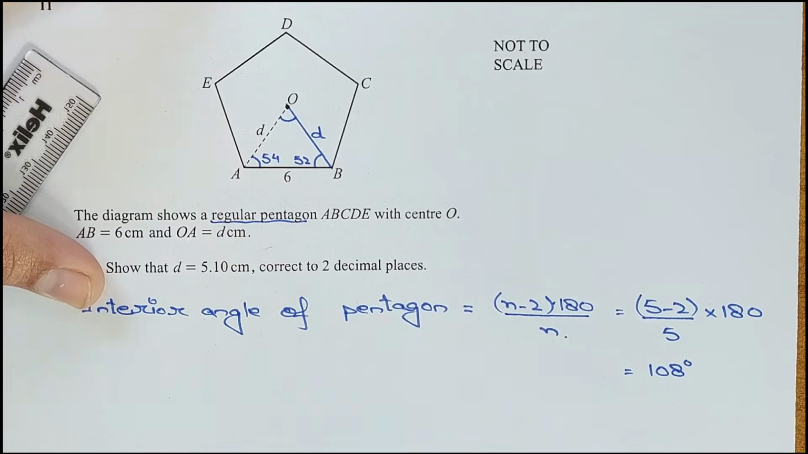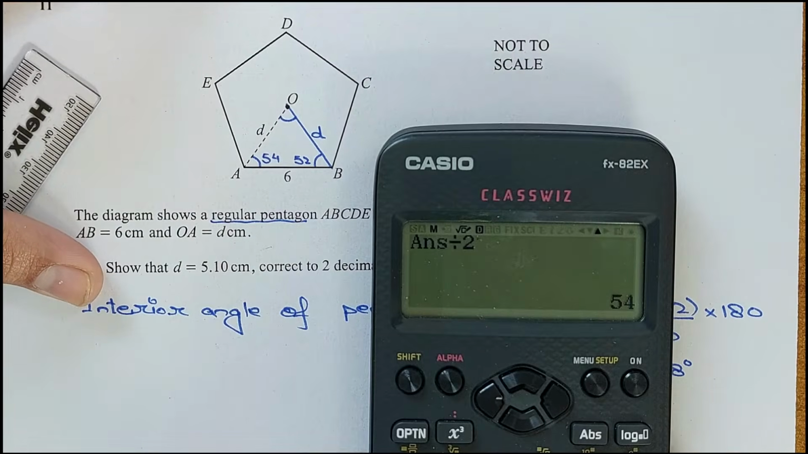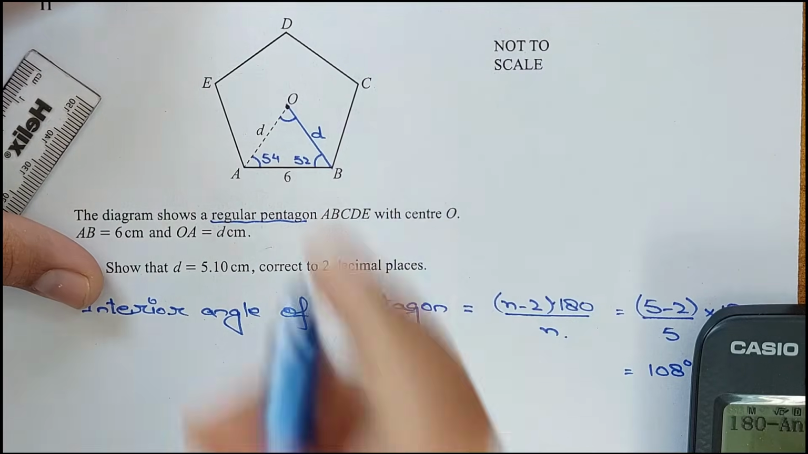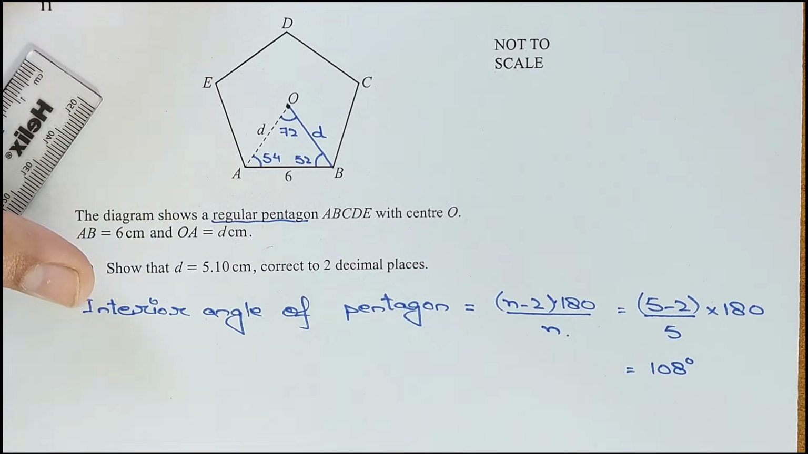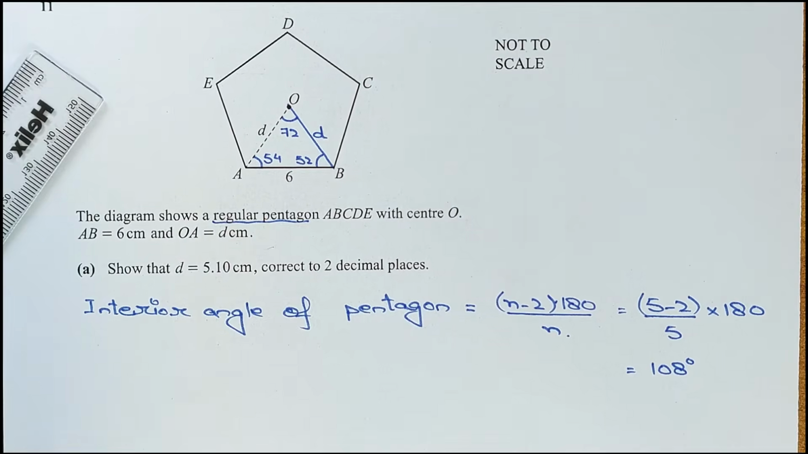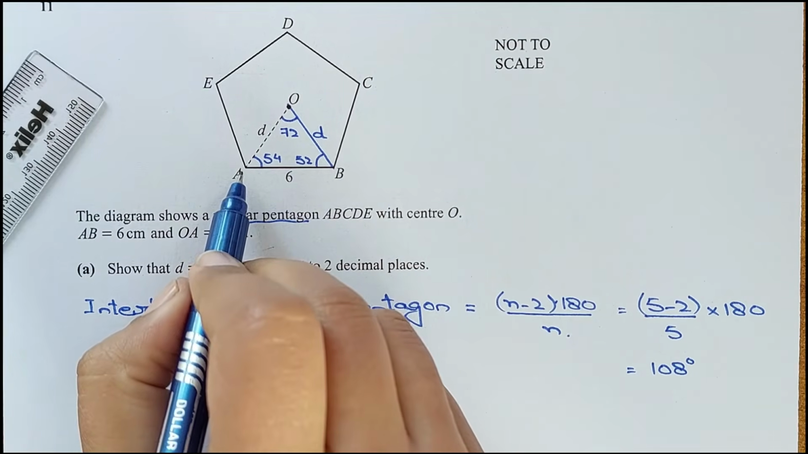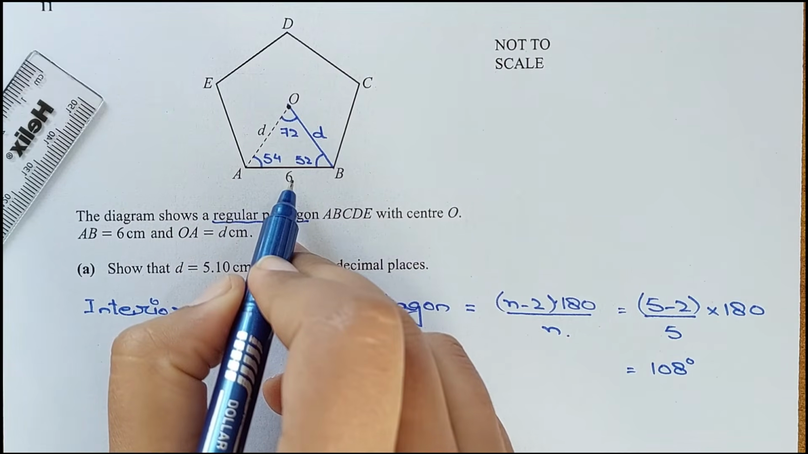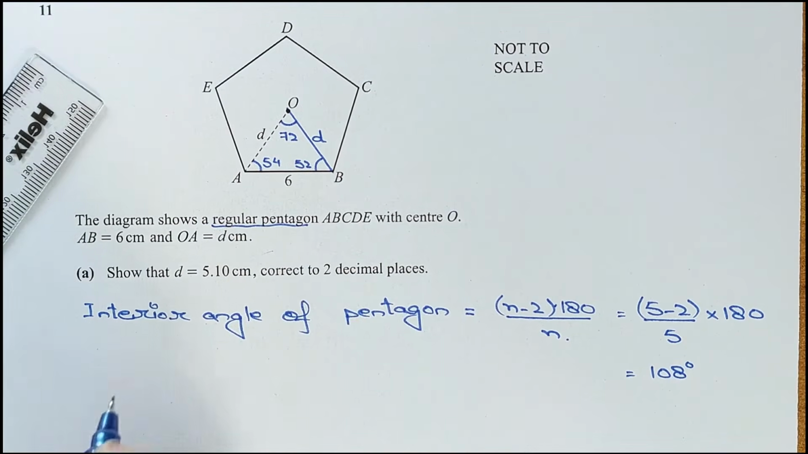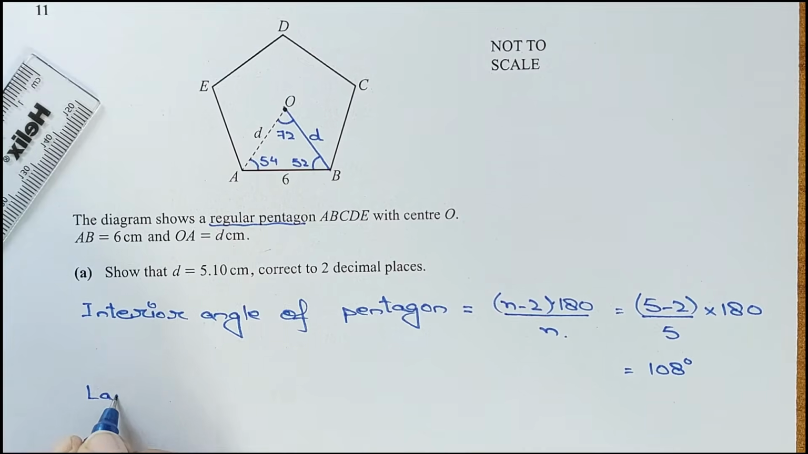Now let me find the third angle of the triangle. Okay, so we have 54 plus 54, and 180 subtract the answer. This is 72. So this angle is 72, right? So how can we solve for D? As you can see, we have the triangle, we know the 3 angles and one side, so we can find the third side. Let's use the law of sine.